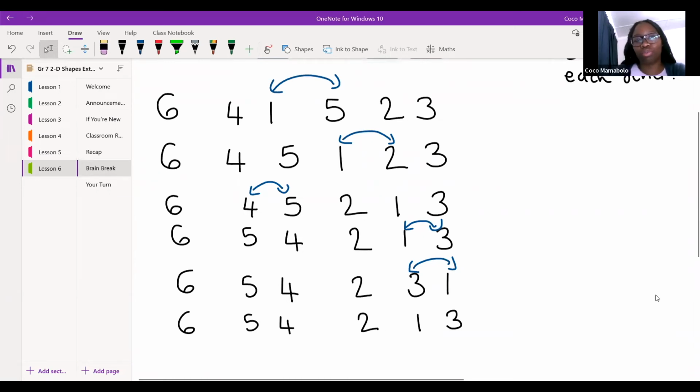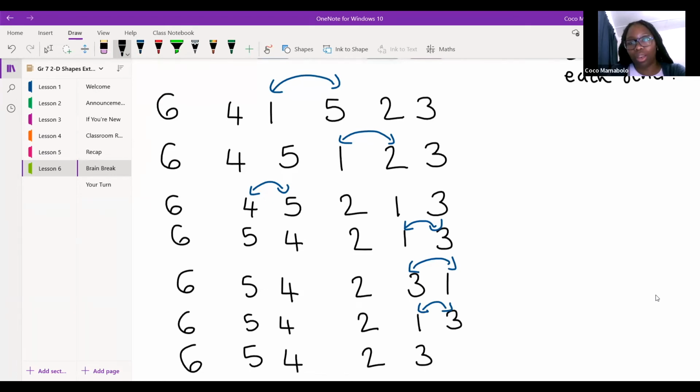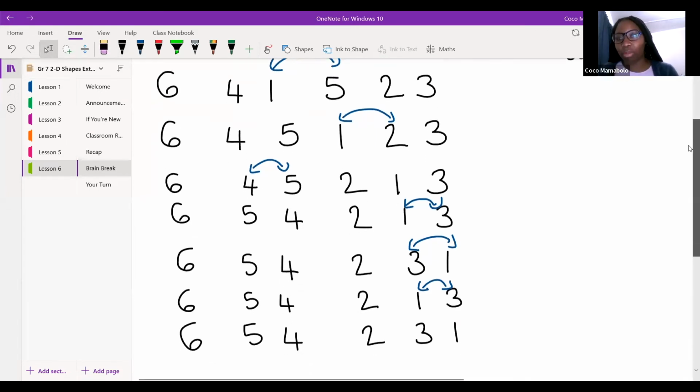Mvuyo, what do you think? What should we do? 3 and 1. Okay, so we're going to swap them back again. 6, 5, 4, 2, 3, 1. All right, guys. So we literally have one move left. Asimtande, do you see it? I hope you see it.